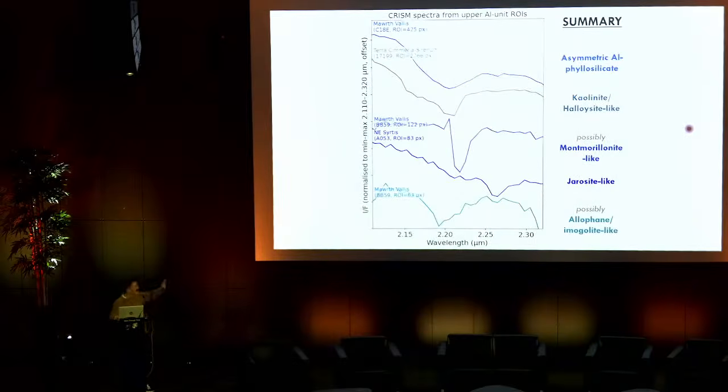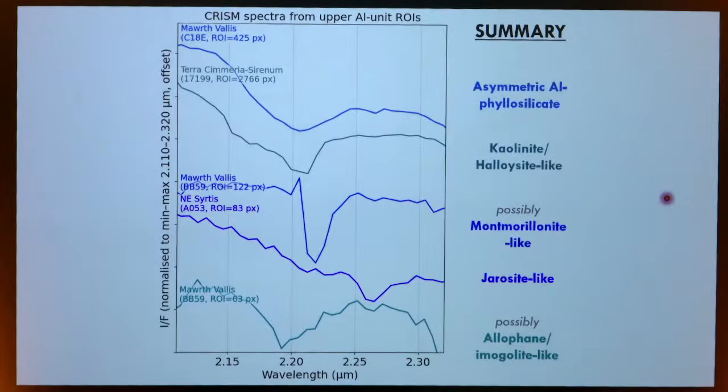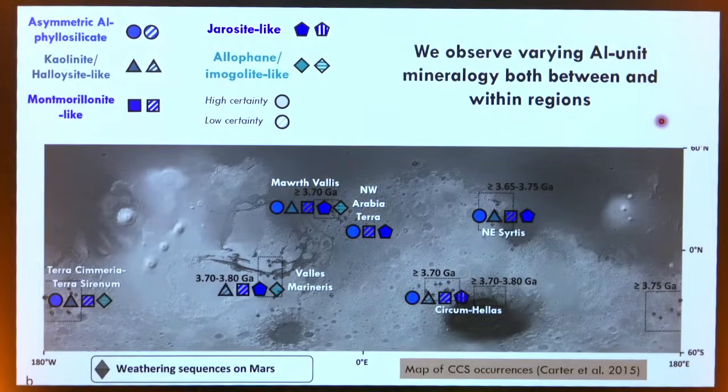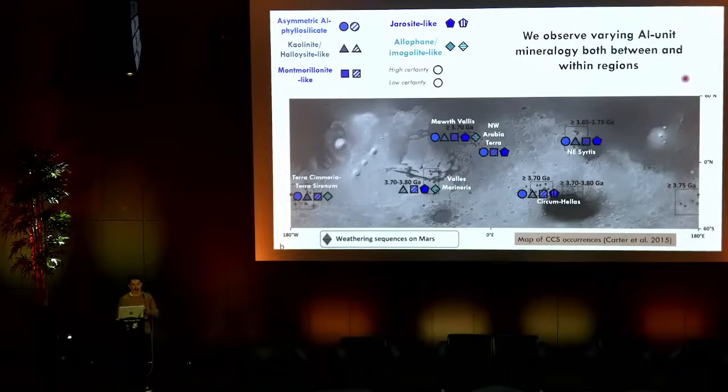So in summary, here are the five aluminum unit spectral classes that I'm seeing: the asymmetric one, kaolinite and halloysite-like, possible montmorillonite-like, the jarosite-like, and possible allophane or imogolite-like. Something interesting when we plot this on a map is that there's a lot of diversity. We see these different phases both varying between different regions, but also within individual regions. So there's a lot of complexity here that will be interesting to try and tease out. And in this map, the dashed lines indicate moderate uncertainty, whereas the solid colors are more certain detections.